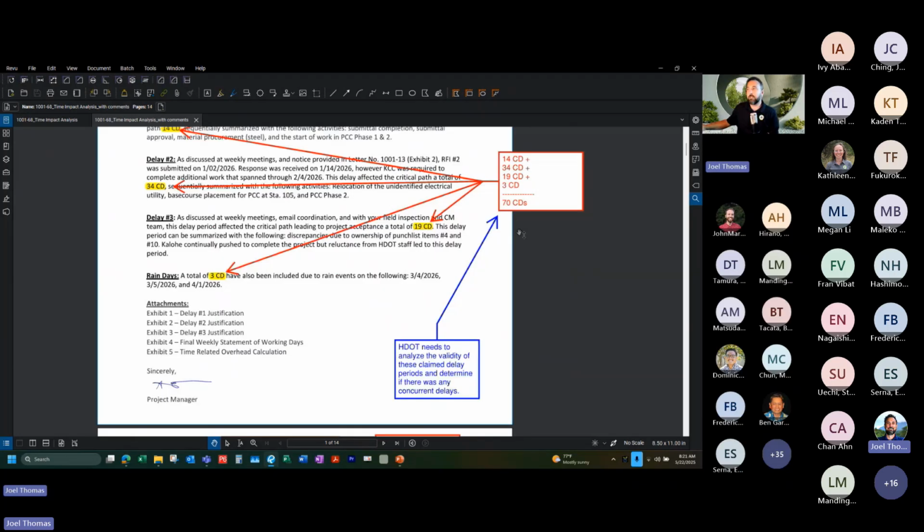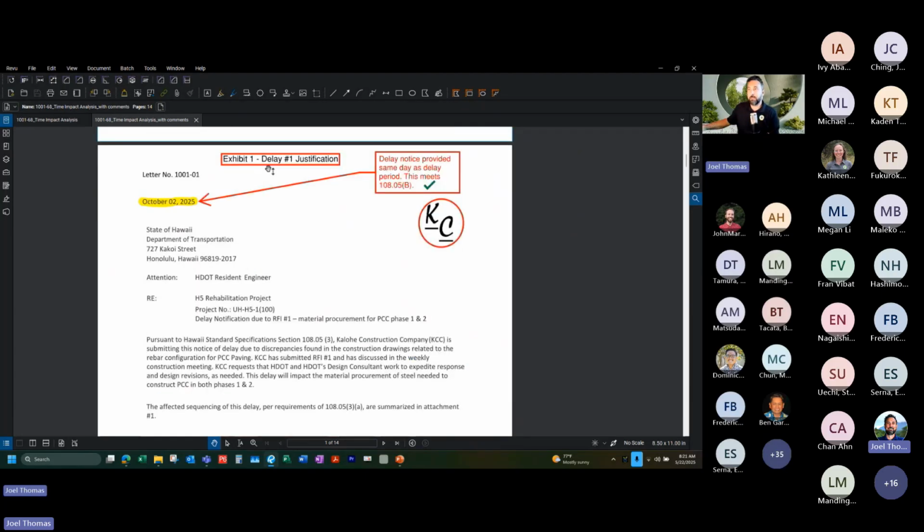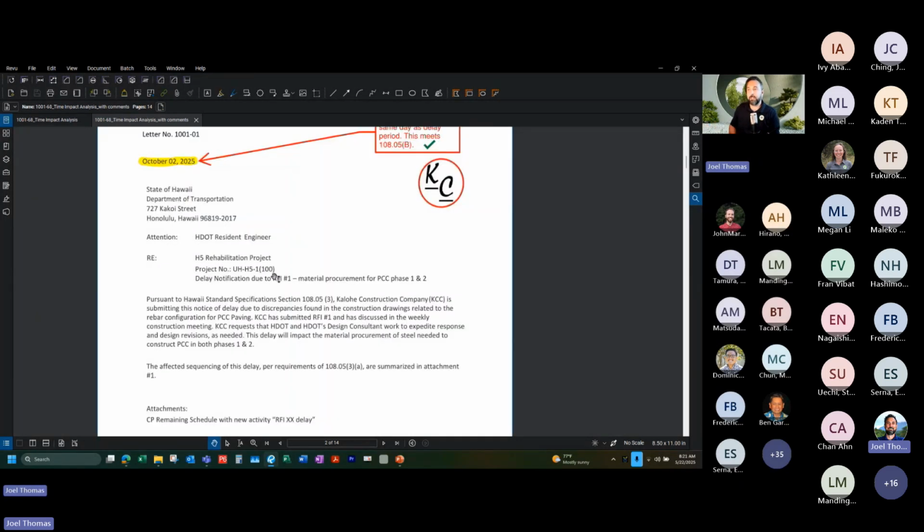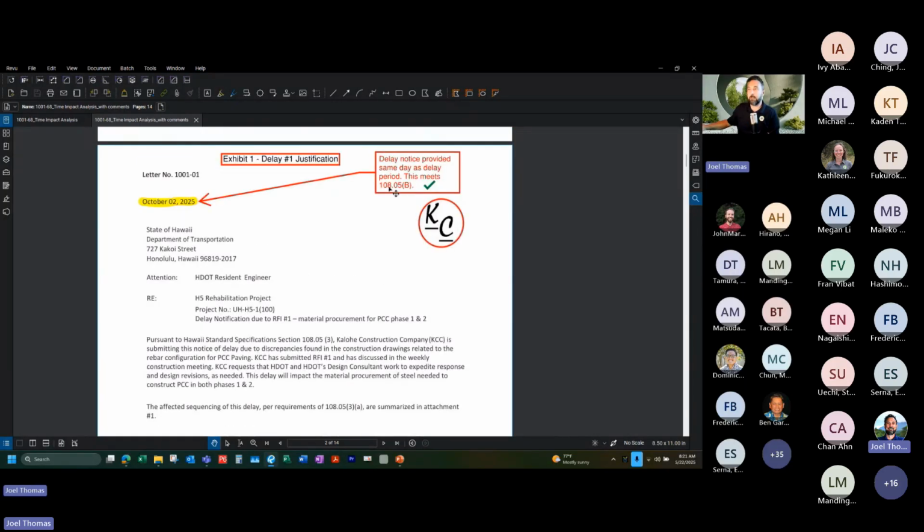What we would need to do is go through and do an analysis on all of these delay periods, and determine if there were any concurrent delays. This first exhibit was for delay 1. It looks like it's a letter that they had written on October 2nd, 2025, which was the day that the delay started. So they meet the spec of 10805B, where they provided notification at the time of the delay. It was within that 5-day window, so that part of it checks out.